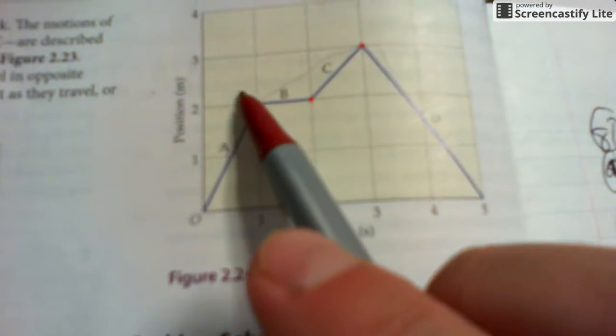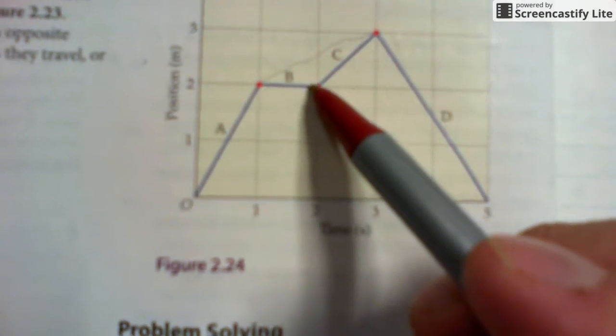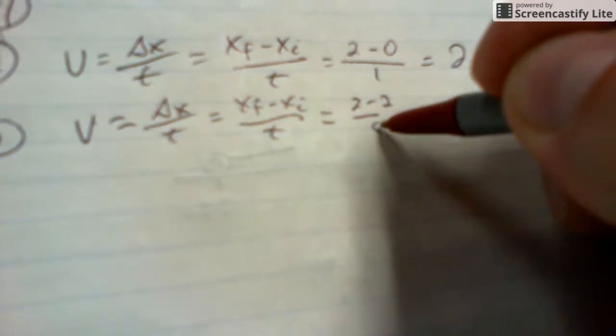Now part B, we again find the slope. Part B is a horizontal line. We just stand flat there. There is no rise. So for our velocity, our slope, delta x over t, x final minus x initial. Your final position is 2. Your initial position is 2. 2 minus 2 divided by 1 second, 0 over 1, which is 0. And we should probably recognize by now that the slope of a horizontal line is always going to be 0.